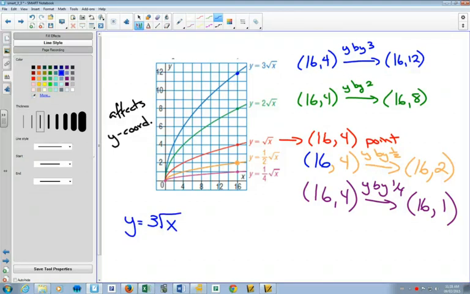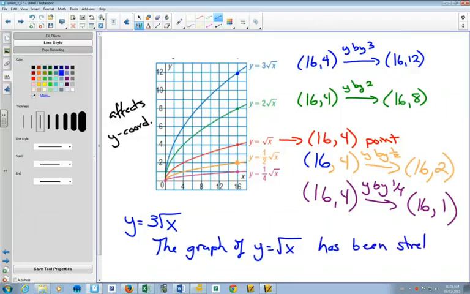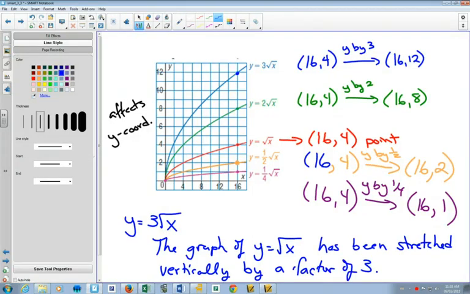If we take this blue one and we wanted to say what the transformation was, we would say the graph of y equals the square root of x has been stretched vertically by a factor of 3. So that would be how you would describe it.